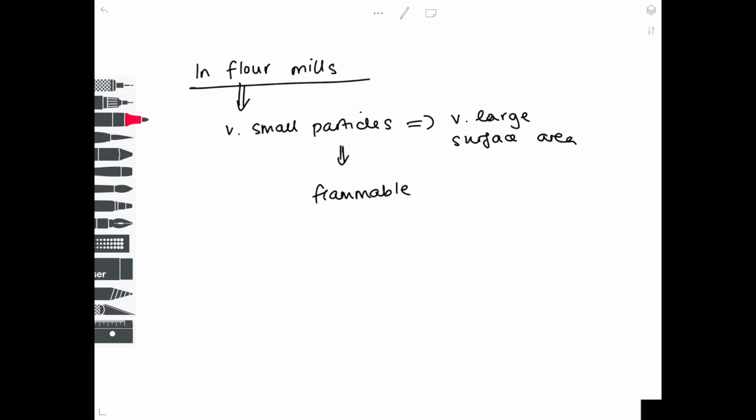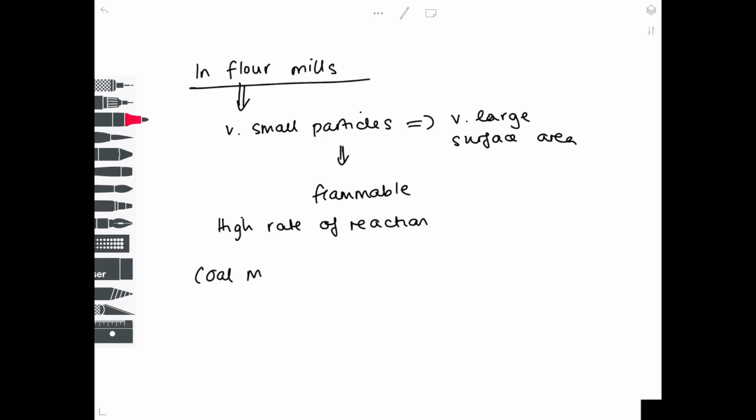And that means that if these happen to catch fire, you have an extremely high rate of reaction due to the large surface area of those flour particles, meaning that the whole flour mill is liable to explode due to a massive fire.